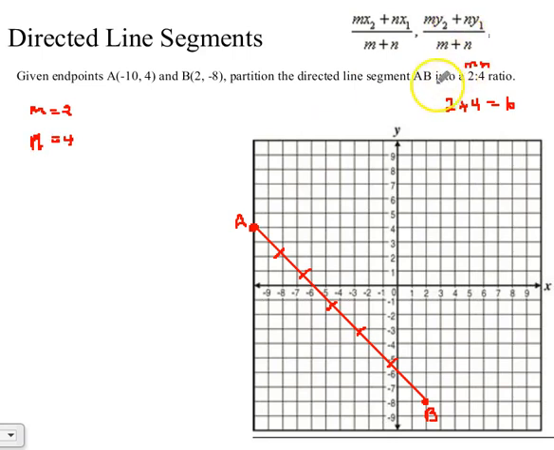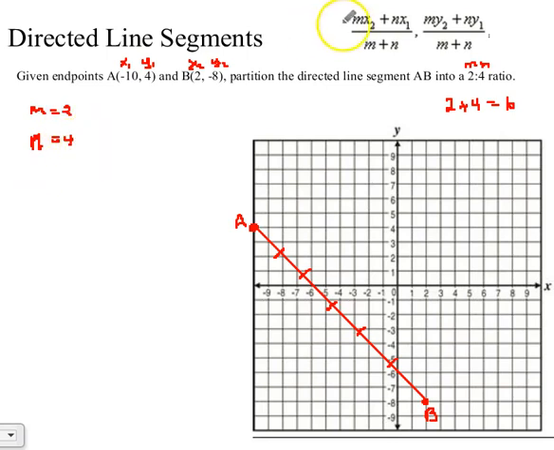Now what is x1, x2? Now this goes back again to AB. Since A is first, A is going to be x1, y1. Okay, so keep that in mind, x1, y1. And since B is second, it's going to be x2, y2. Okay? All right, so let's go ahead and plug our numbers into the section formula.